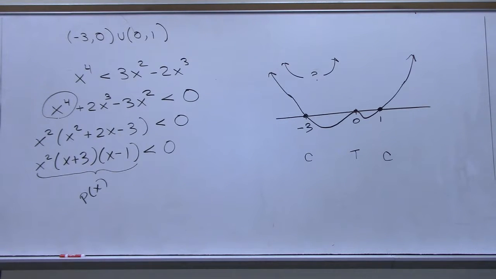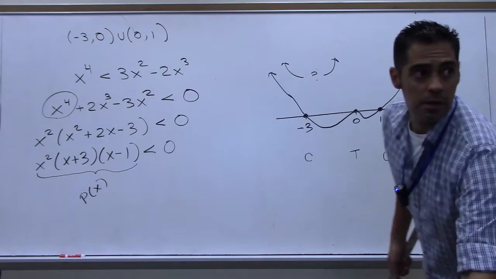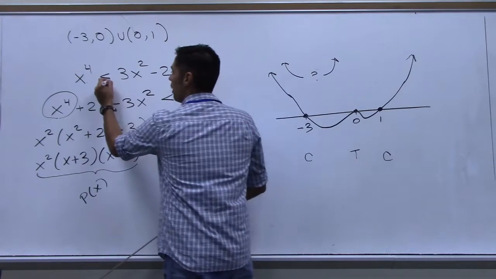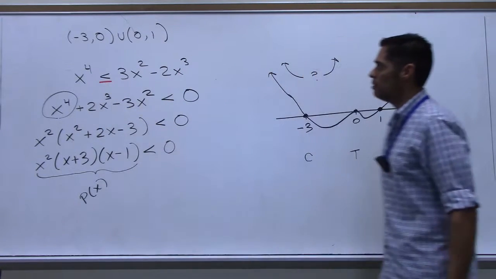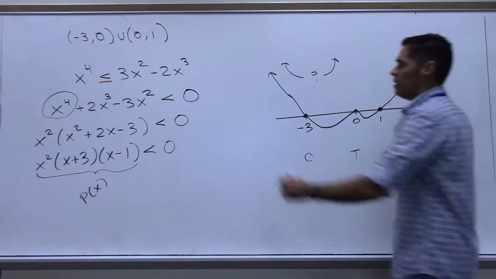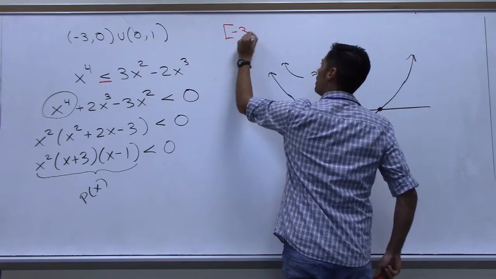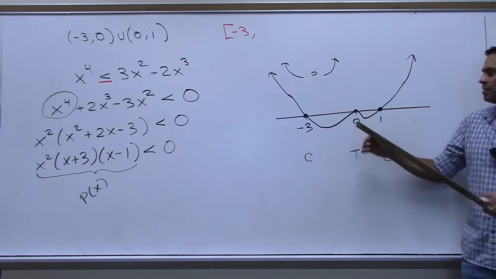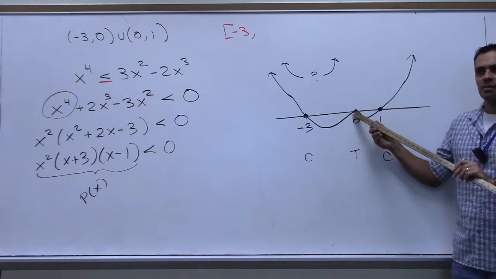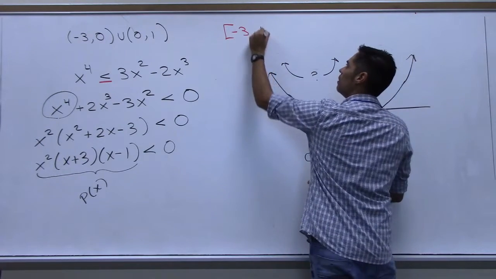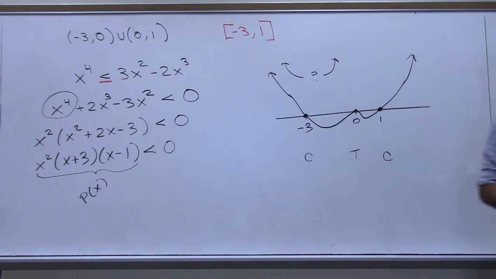We okay with that? No questions? Okay, just for the sake of knowing, what would happen if I change that to less than or equal? Instead of a parenthesis, I would do what? Bracket, -3. And now I don't have to stop at 0, do I? Because it's okay that it touches. So I can include 0 and keep going. So just -3 to 1, and that's it. Brackets on both ends. See the difference between those two?